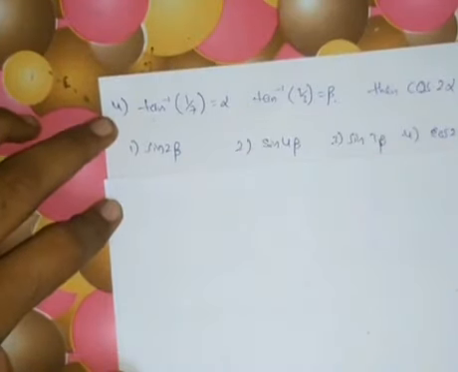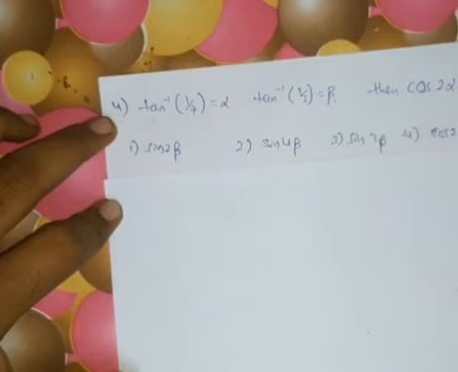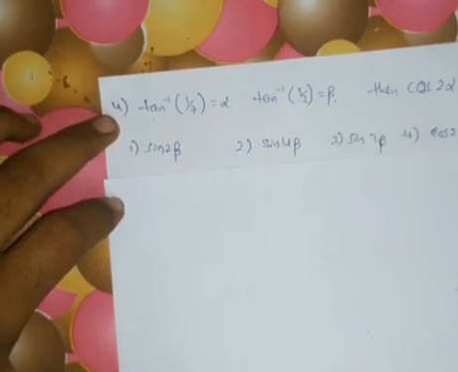First option is sin 2 beta. Second option is sin 4 beta. Third option is sin 3 beta. Fourth option is cos 2 beta. So we will do this like option verification.